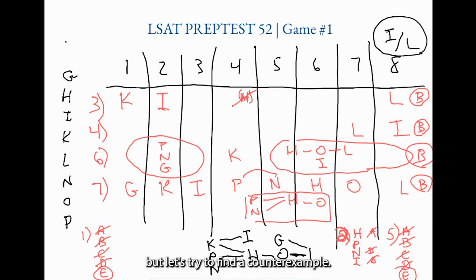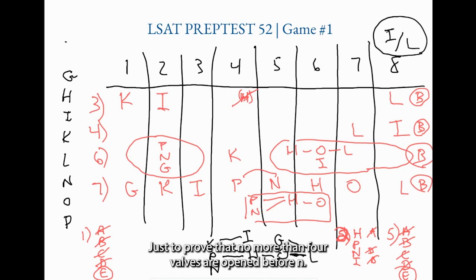But let's try to find a counterexample just to prove that. No more than 4 valves are opened before N. So could more than 4 valves be opened before N? Well, you look at N and see all the ones that have to be after it, H, O, and L. At the maximum, we could do K, P, I, and G before N, but that's the most. No more than 4. We failed to disprove choice E. It indeed must always be true.